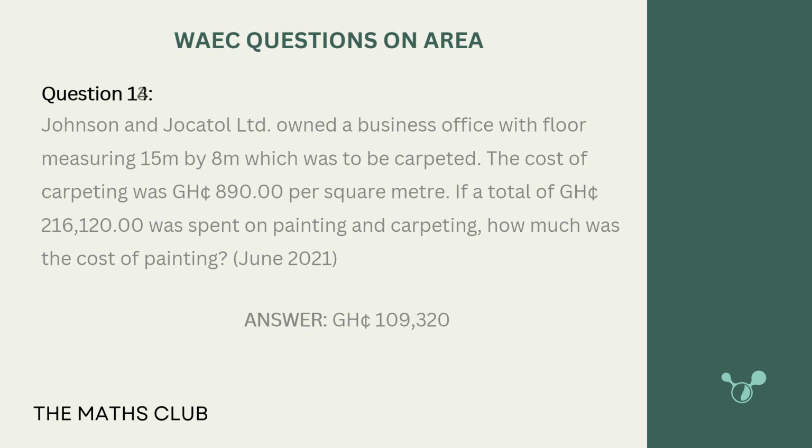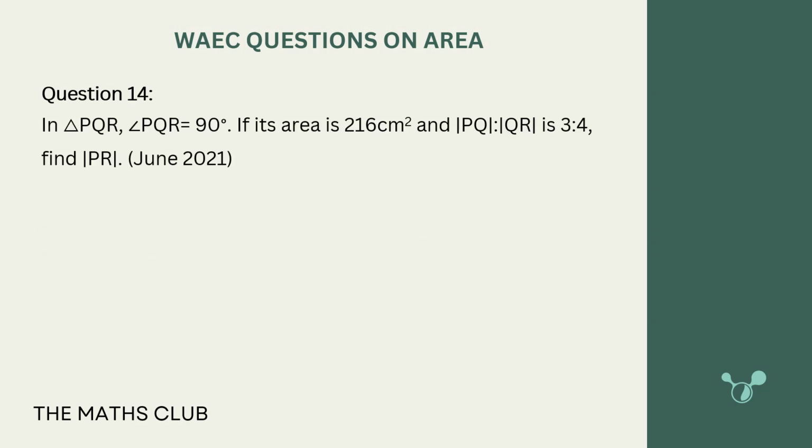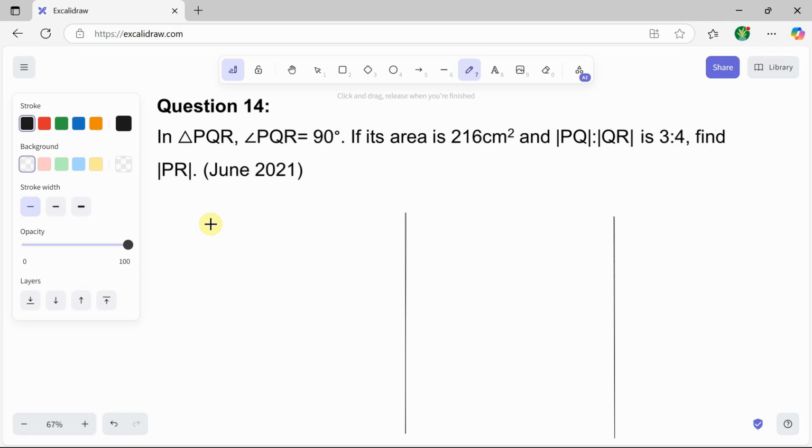Great. Question 14 says that in a triangle PQR, the angle PQR, that is the angle at Q, is 90 degrees, and the area is 216 centimeters squared. If the ratio of the length of PQ to QR is 3/4, find the length of PR. Let's take this from June 2021. I want you to pause the video and break this down yourself. So we have a triangle. We're told that the angle Q is 90 degrees. So if this is P, this is Q, this is R, this place is 90 degrees, and the area is 216 centimeters squared.